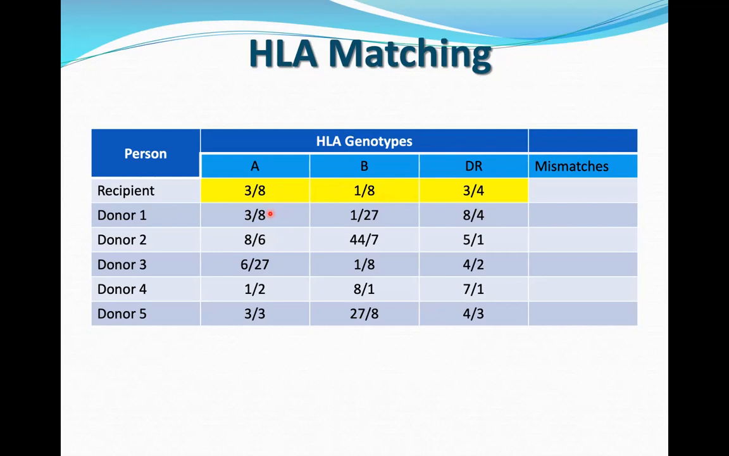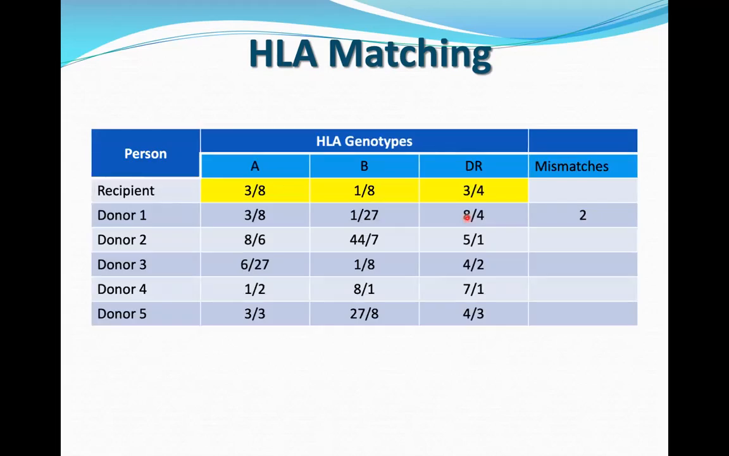With B, we see 1/8 and 1/27. So that means there is 1 difference here. With DR, we see that 4 is identical, but 3/8 is different. So that gives us a total of how many differences? 2. Right? Now work it out for yourselves.